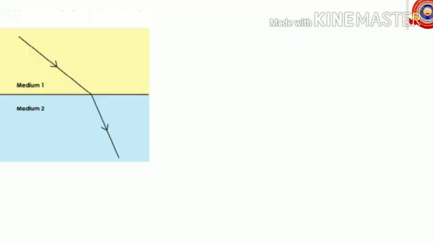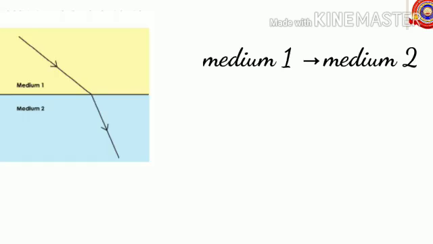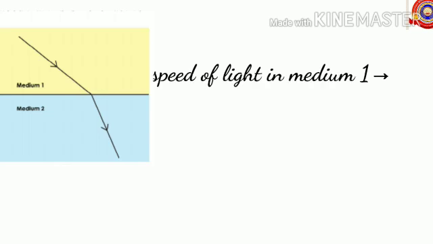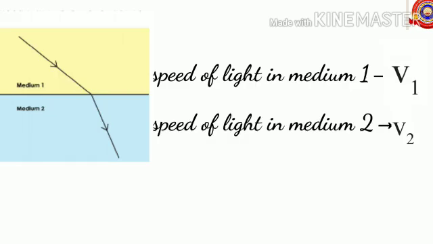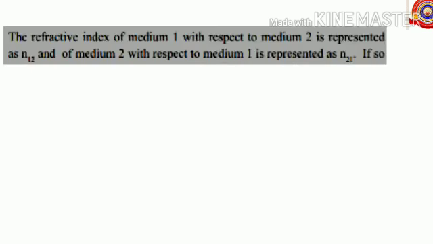So let's start today's class with this figure. In this figure you can see that the ray of light enters from medium 1 to medium 2. So imagine that the speed of light in medium 1 is v1 and that in medium 2 is v2. So the refractive index of medium 1 with respect to medium 2 is represented as n12 and of medium 2 with respect to medium 1 is represented as n21.